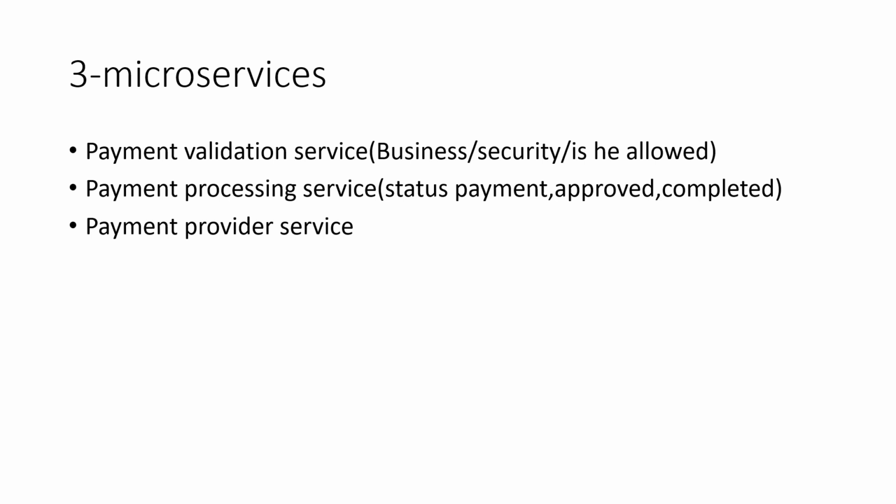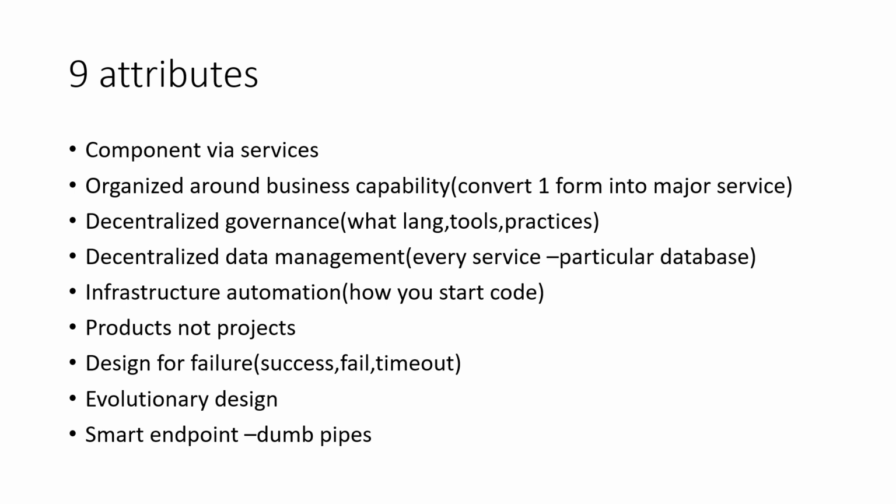Moving on to our next slide. So these are the nine attributes. Componentization via service, I have some spelling mistake. Organized around business capability. Componentization via service I have already discussed. Now moving on to organized around business capability. So basically converting one form into major services according to the need of the business. When the business needs it, we will develop it. When the business doesn't need it, we will not develop it. It basically depends on the business need.